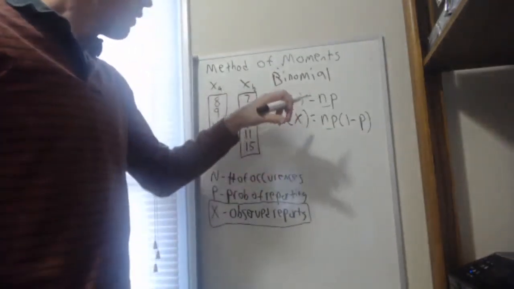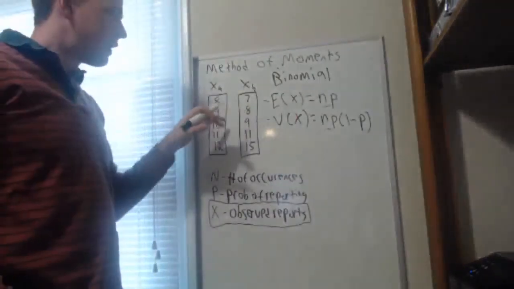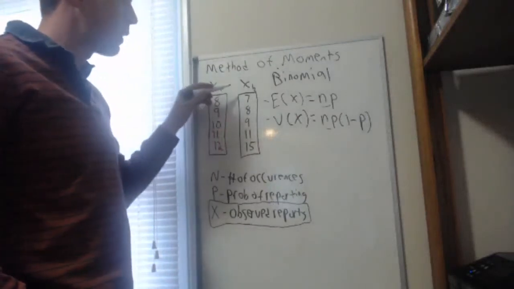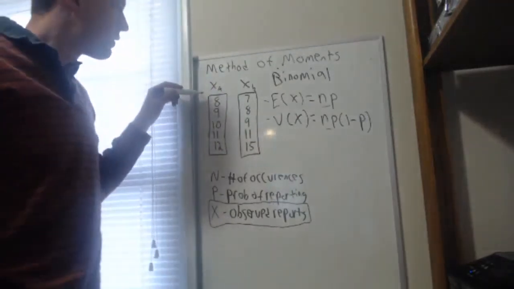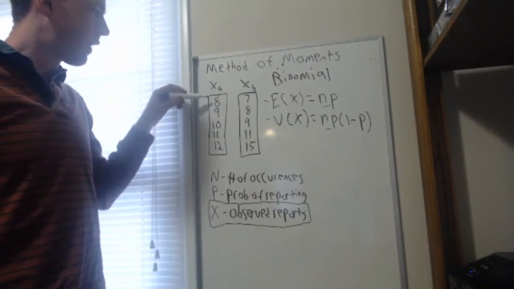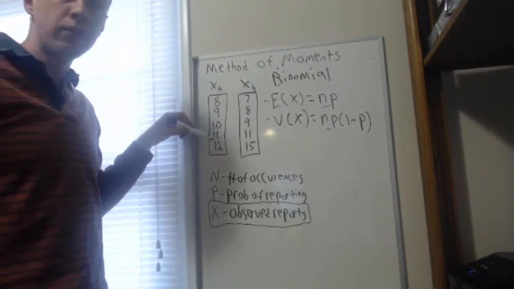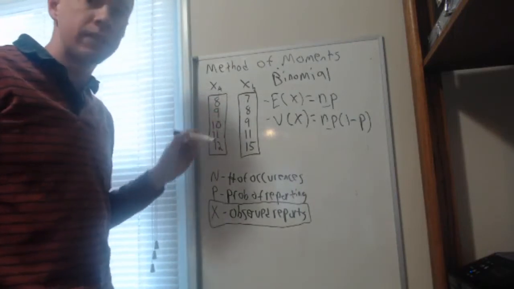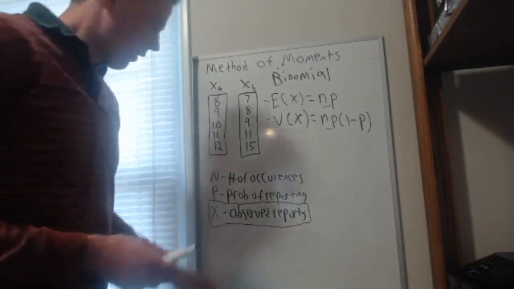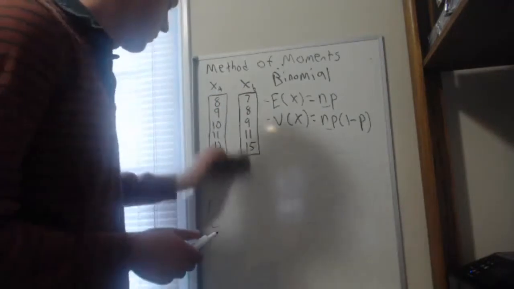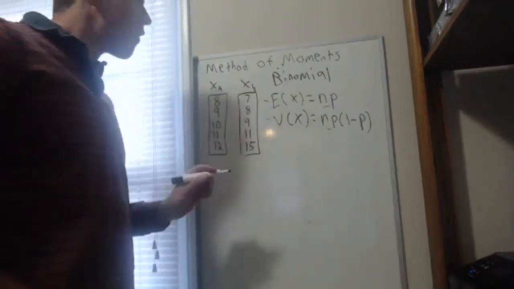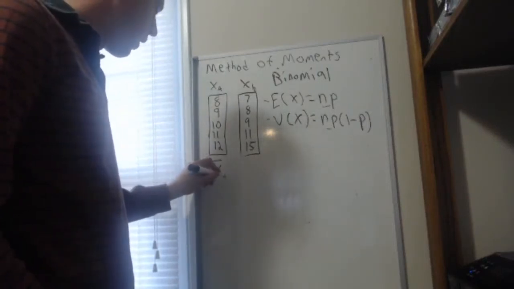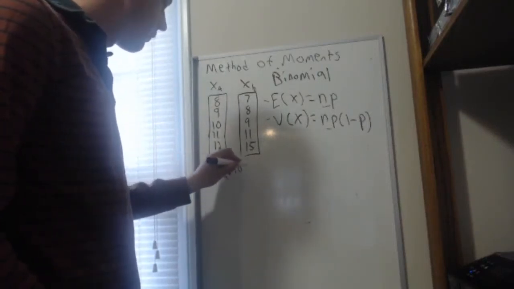So we have 2 columns of data here. I'm imagining that these are 2 different cities or 2 different scenarios, and these are maybe the number of crimes that get reported. City A has, over the last 5 days, 8, 9, 10, 11, and 12 crimes reported. City B has 7, 8, 9, 11, and 15 crimes reported. For both of these cities, the average number of crimes is 10.